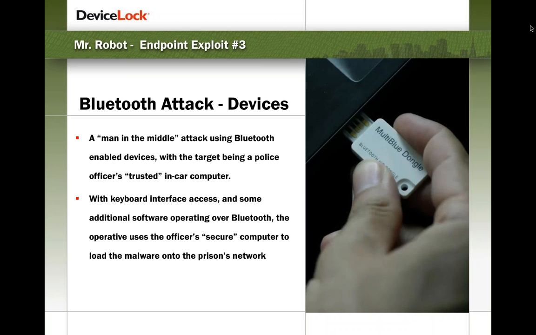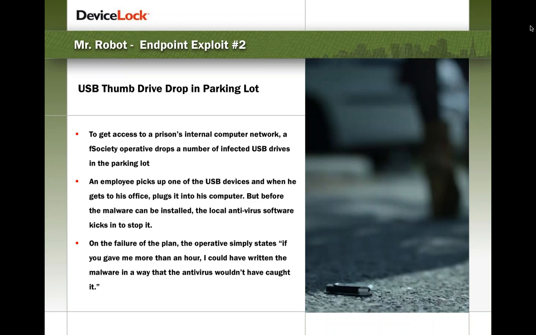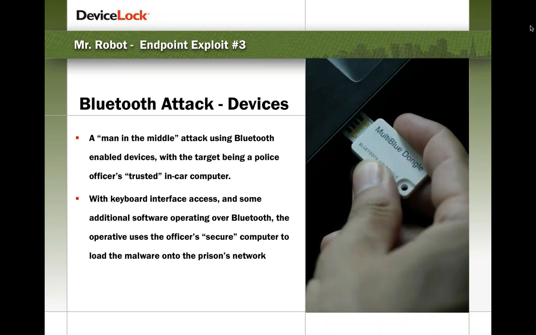So actually, if we could back up a slide. Oh, sorry, no, I have it here. Next slide, please. There we go.